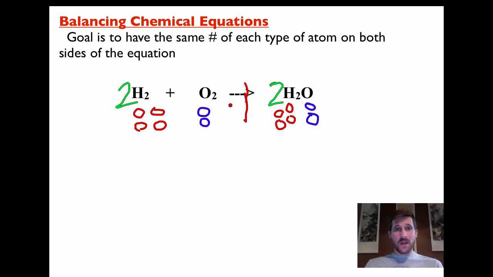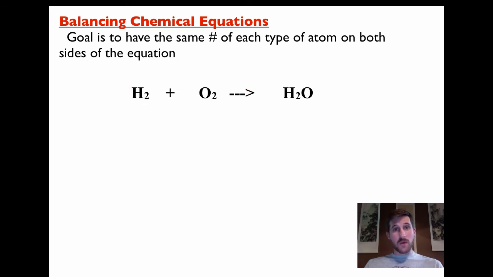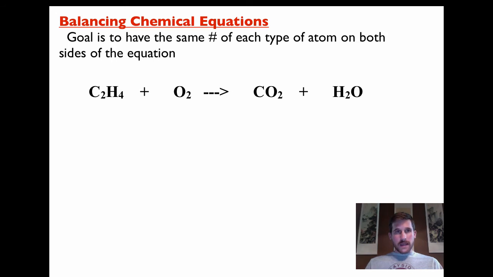And that's how you want to do this, guys. You want to go back and forth by changing coefficients to make sure you get the same number of each type of atom on both sides. So, a little bit more challenging this time, a little bit more stuff to keep track of. Why don't you pause it, give this one a try, and then you can see my work and check your work.